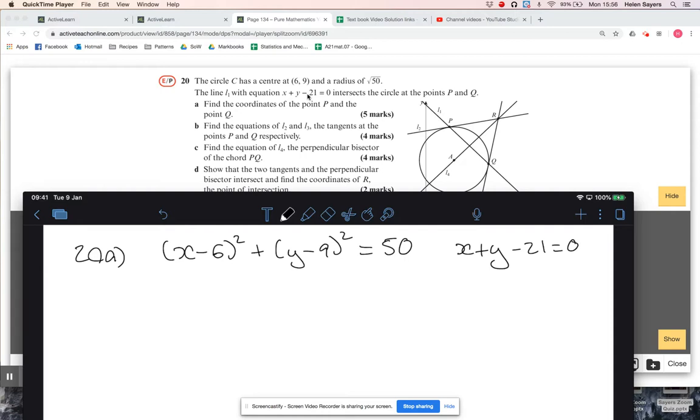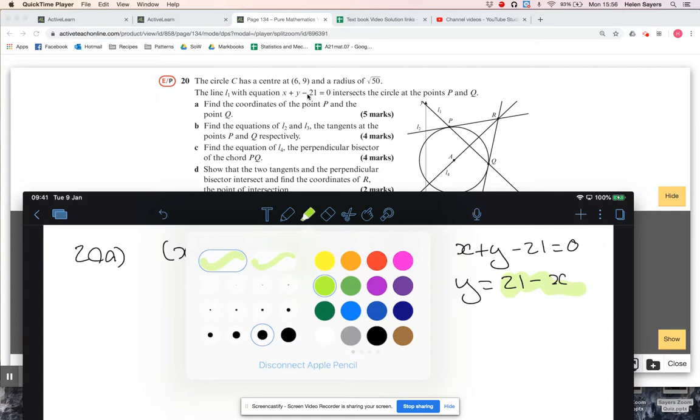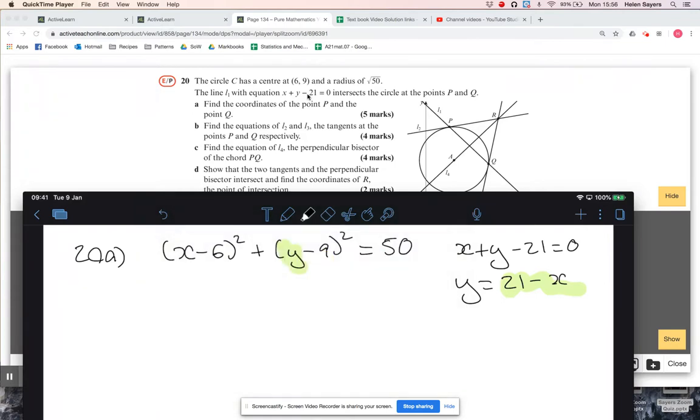So I don't think it really matters whether I substitute in for x or y. So I'm going to make y the subject. So y is 21 minus x. It would be perfectly fine if I made x the subject. In fact, it would be x equals 21 minus y. So it wouldn't be any easier, any harder. So I'm going to substitute that in for y, and then I'll have a quadratic in x that I'll be able to solve.